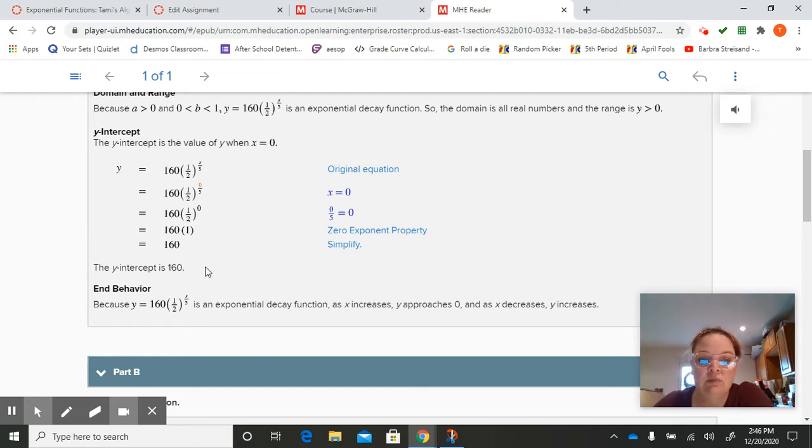That's our starting point. Because y equals 160 times (1/2) to the x over 5 power is an exponential decay function, as x increases, y approaches 0. So as our x's get bigger, our y's get closer and closer to 0. And as our x's get smaller, the y's get bigger and bigger. They increase.